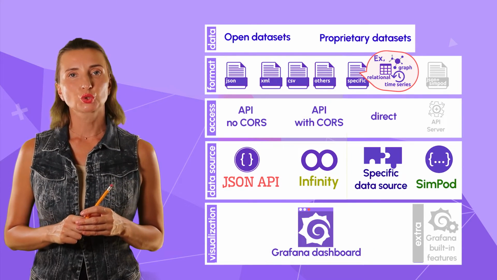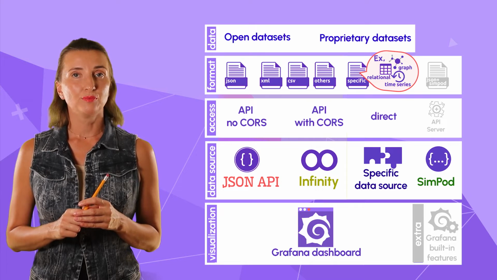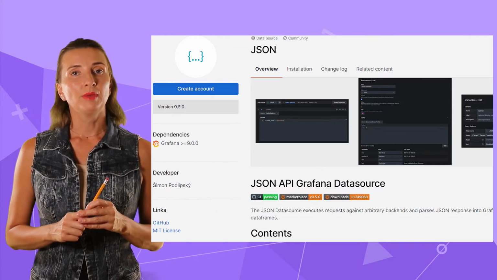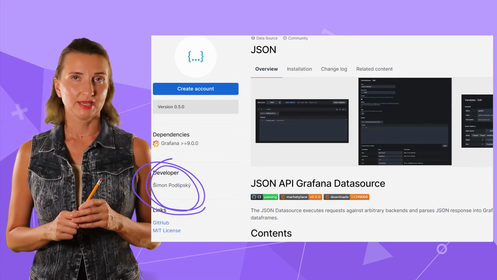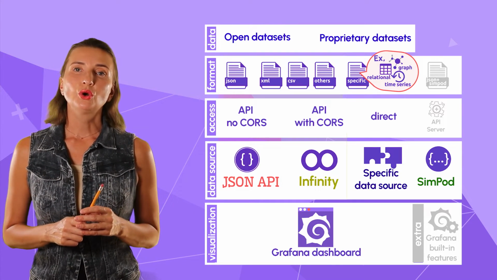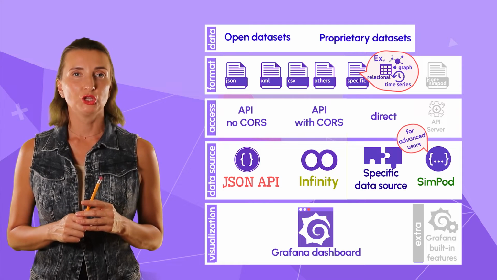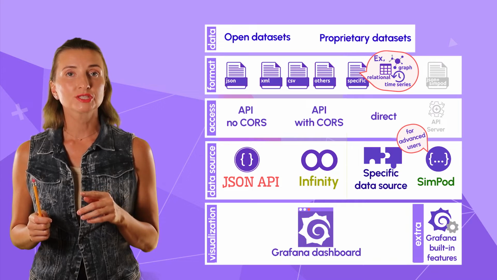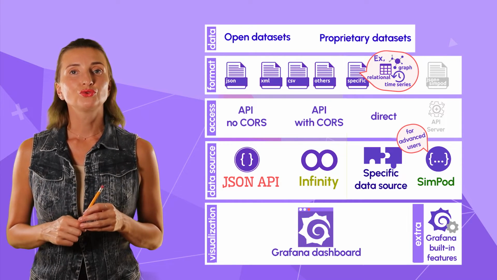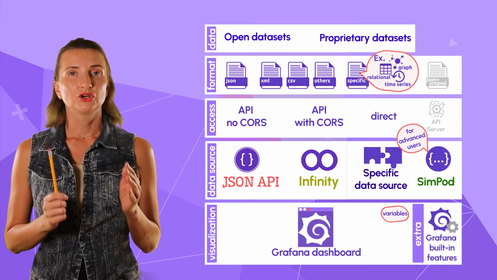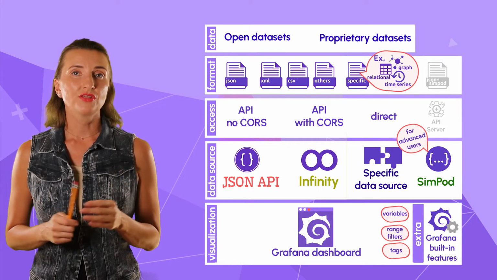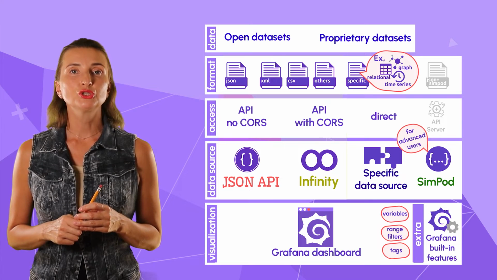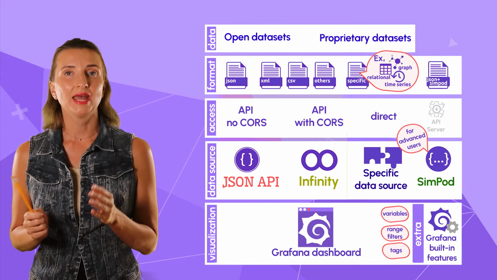Another popular data source that works with external JSON API data files is Simpod. It has been created and maintained by Simon Podlipsky, hence the name. I would only recommend it for advanced Grafana users. This data source is integrated with Grafana's built-in features, and it allows you to leverage Grafana variables, range filters, tags, and other features. The price for the extra functionality is the requirement to provide specific API endpoints.